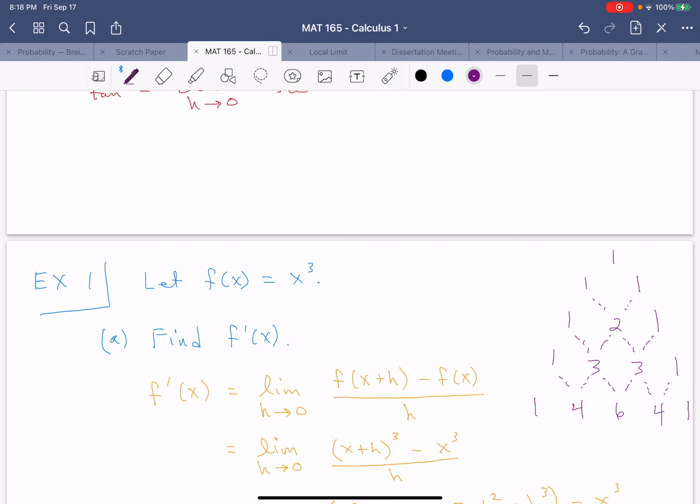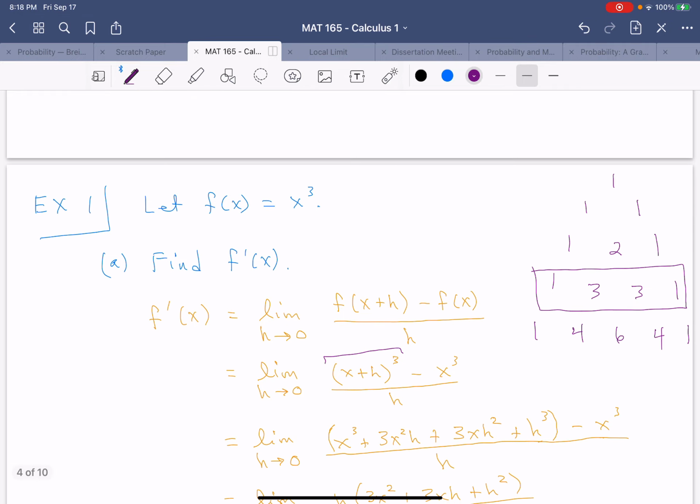Okay, so why do we care about Pascal's triangle? Well, let me erase my dots here now that we know what those numbers mean. And so I'm just going to box in the row that we need, because these are the numbers that are going to show up when we expand this binomial. When we expand x plus h to the third power, we're going to need to know those numbers in that row. All right, so the expanded form is given here.